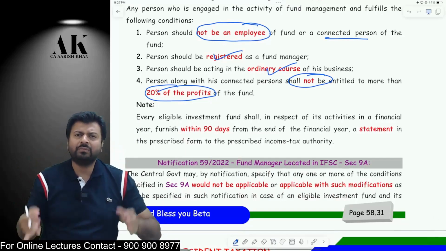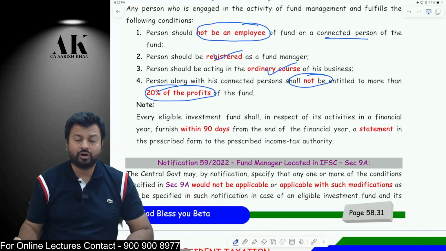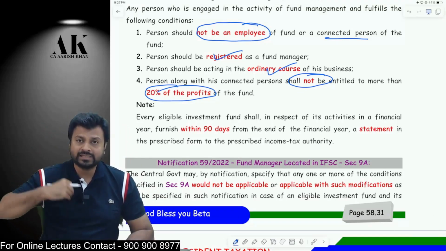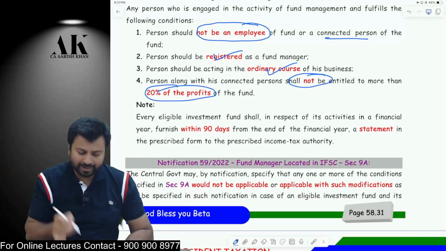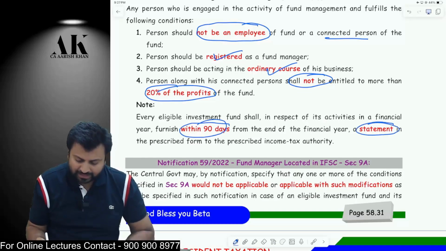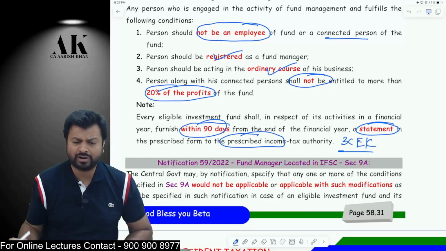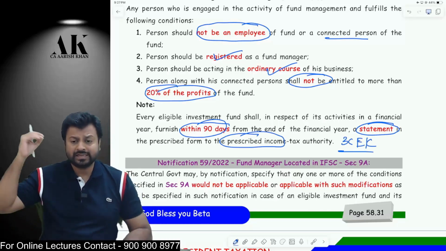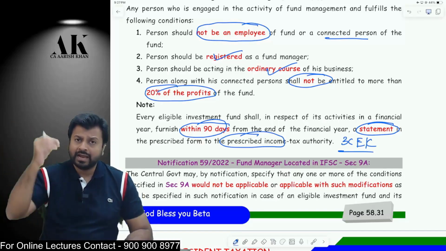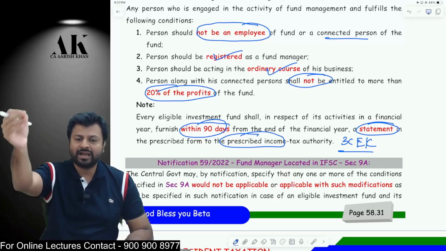Now the question will come, who will check whether all these conditions are fulfilled or not? The assessee will check, the assessee will comply, and the assessee will inform the government within 90 days by filing a statement in a prescribed form. The form is Form 3CEK, not important to remember, I am saying it just for knowledge. The eligible fund has to fill in that form, give it to the government, and tell the government that I have fulfilled all the conditions.